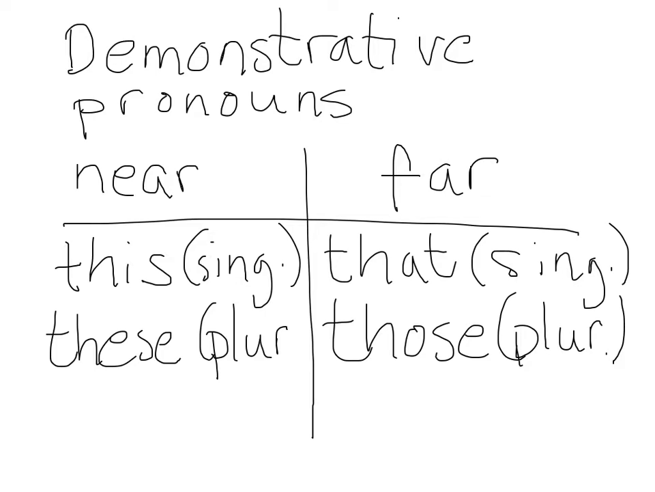So, for example, this girl and these girls, or that girl and those girls. Those are demonstrative pronouns. This and these in something that's near, and that and those in something that's far.